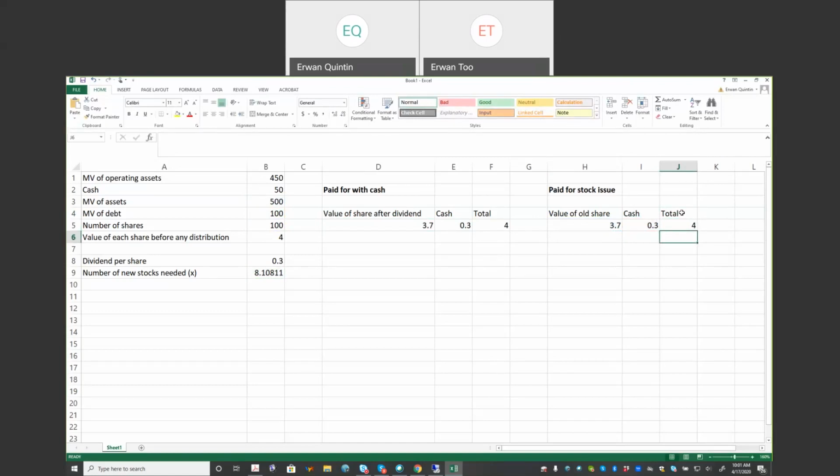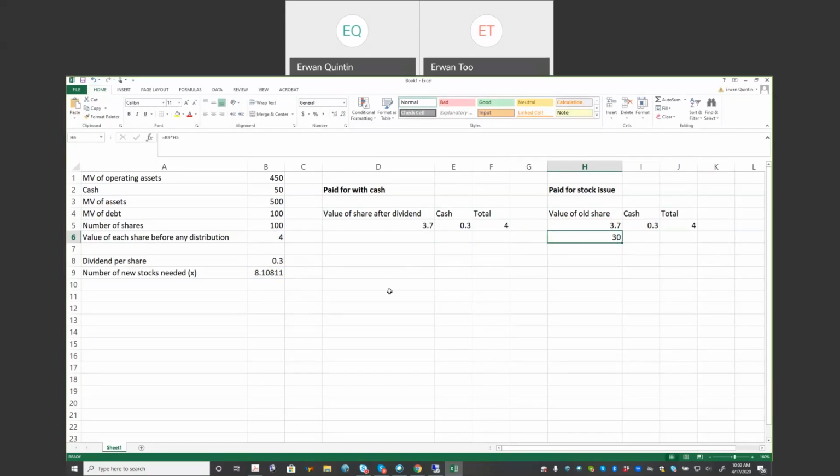And by the way, now we can verify, I mean, it's kind of obvious, but we can verify that our 8.11 is exactly correct. How? How much cash is raised by issuing 8.11? It is 8.11 times the new value, the value of the share after the stock issue. And if I do this, I get exactly the 30 that I need to finance. I need to finance 30 because I have 100 shares and I want to pay each of these old shareholders 30 cents.